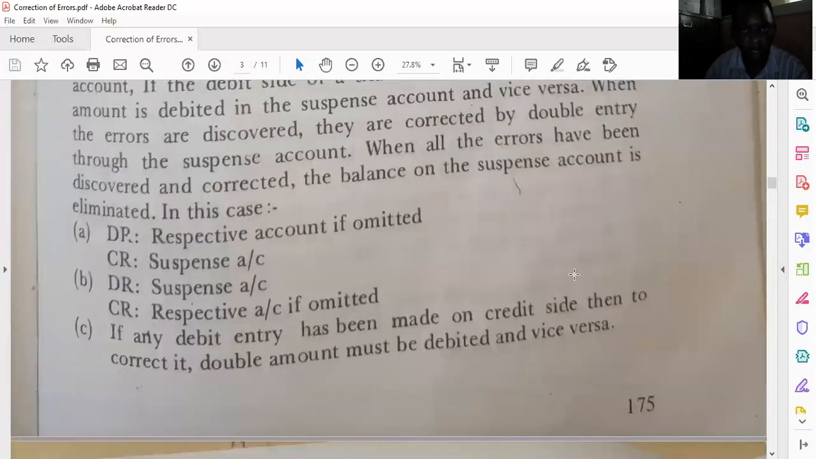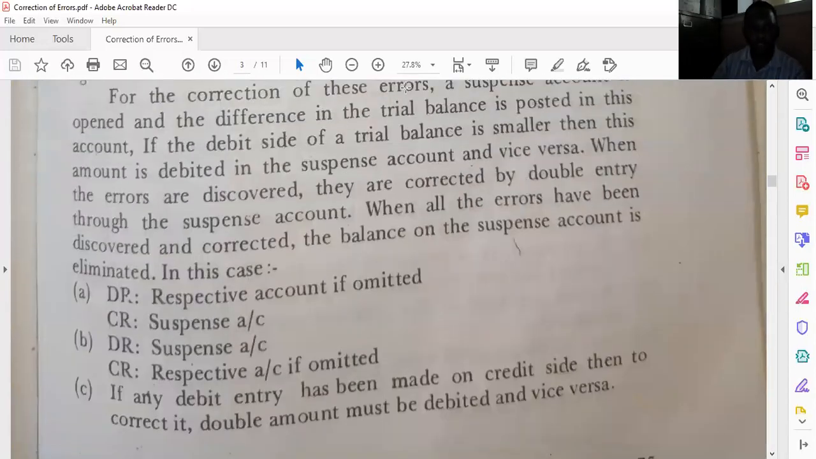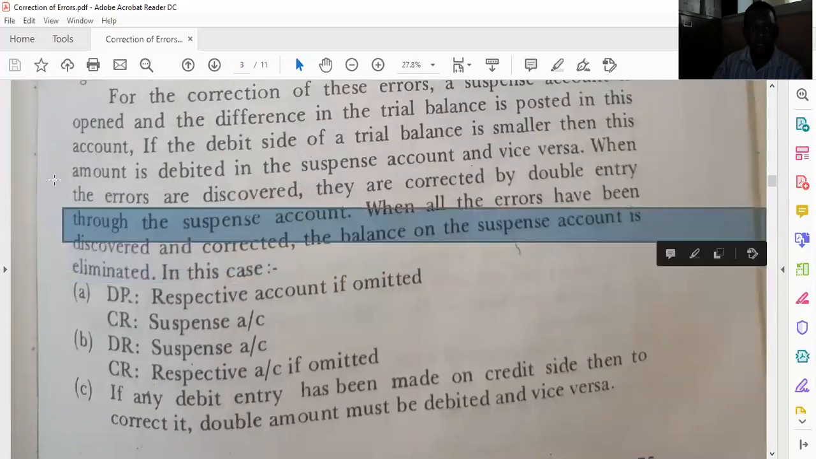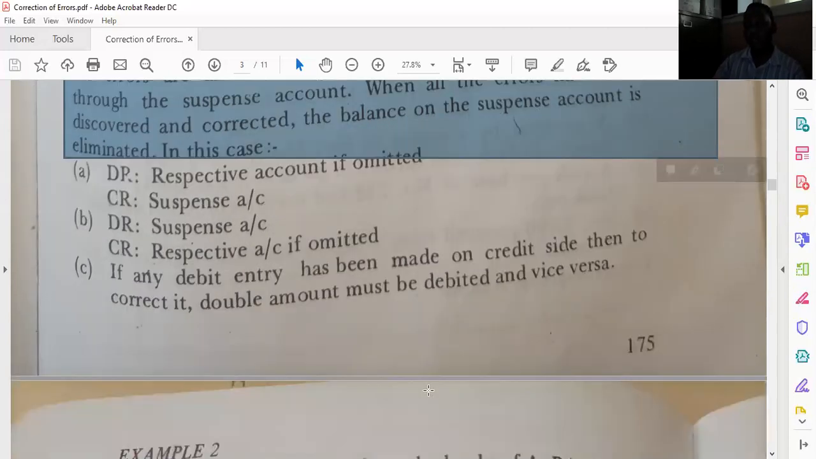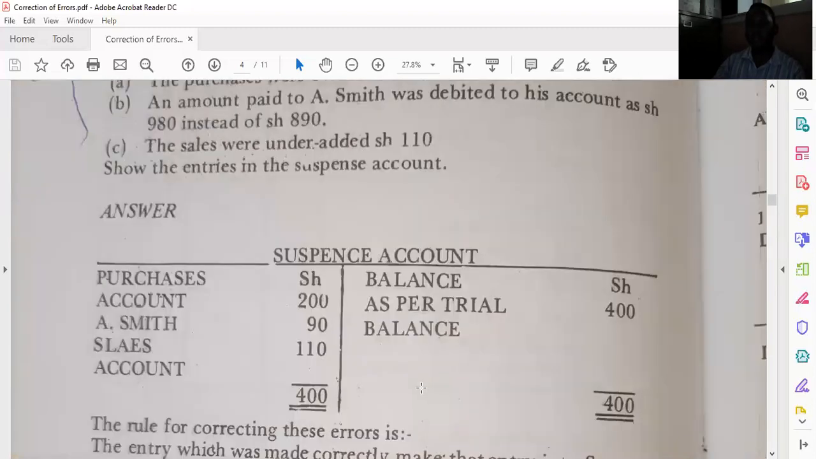So as you can revert to this paragraph here that says that when all errors have been discovered and corrected, the balance on the suspense account is eliminated. So our suspense account needs to balance after correcting all the errors. And by balancing, it means that there should be a zero balance. The totals of the debit side and the credit side should be equal.